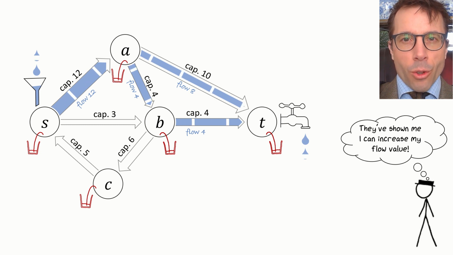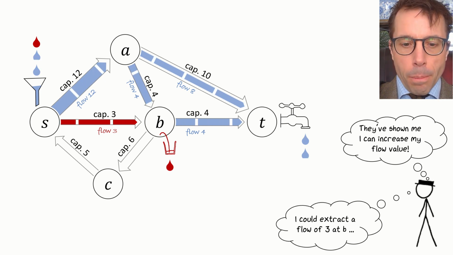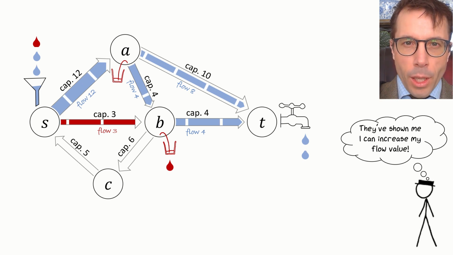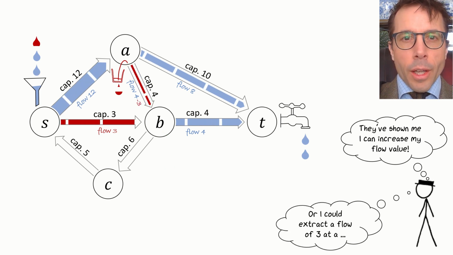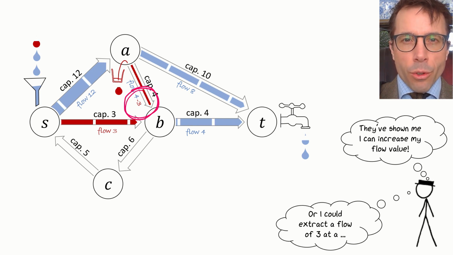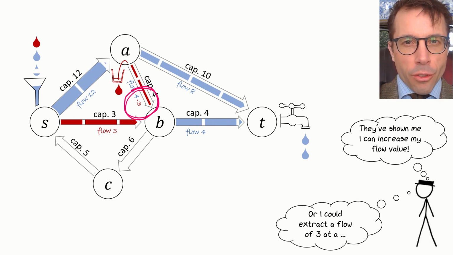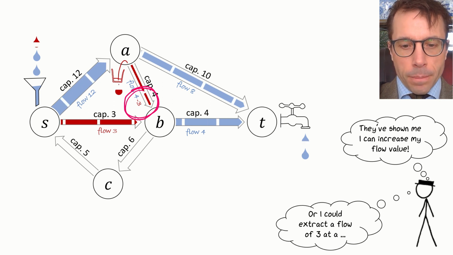First, we know we can extract flow at B, and in fact the amount we can extract is 3. Because we can extract flow at B, therefore we can extract flow at A using the redirection trick. In other words, instead of extracting flow 3 at B, we could extract flow 3 at A. The thing to pay attention to here is that we're not just naively adding flow. This particular step involved removing flow along an edge, or if you like, adding negative flow.